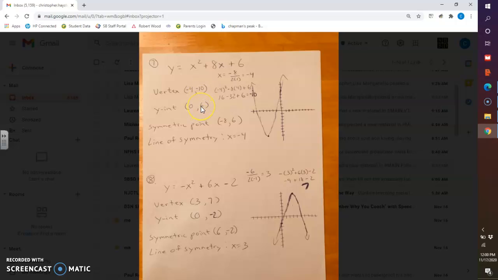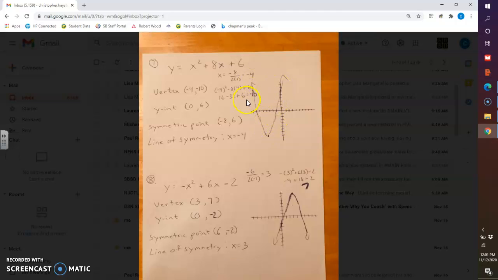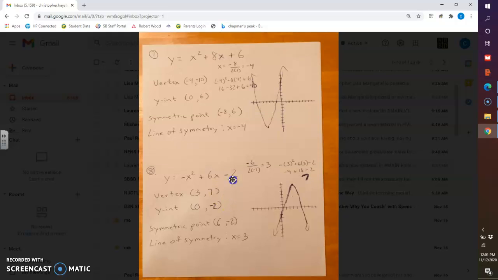My C value is always my y-intercept, 0, 6. And since I went right 4, I need to go left 4 for the symmetric point from the vertex. So it's negative 8, 6 is my other point. My line of symmetry is x equals negative 4. And I'm using negative 8, 6, 0, 6, and negative 4, negative 10 to draw my parabola. And it's always a curved line. It is not a V. Make sure it looks curved.